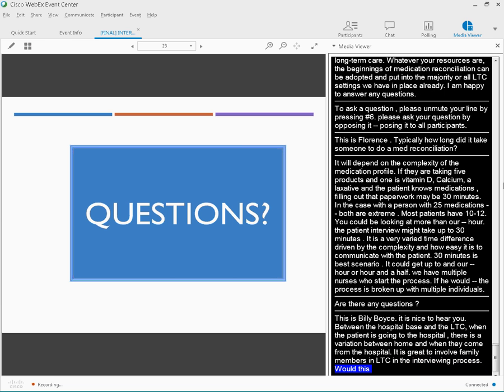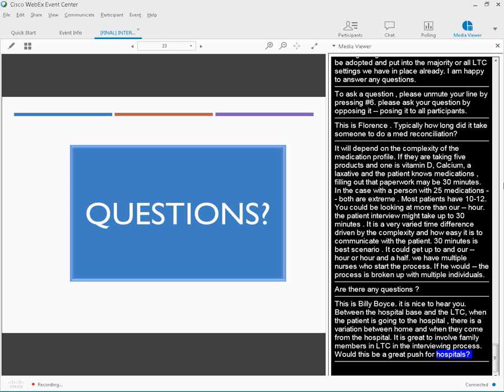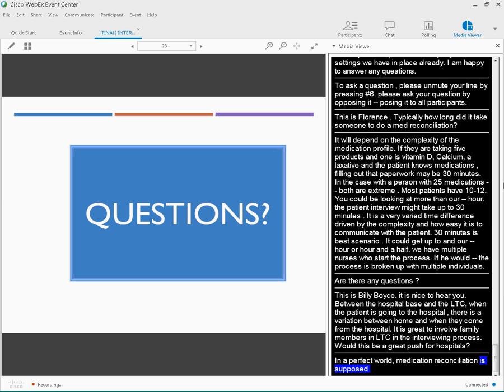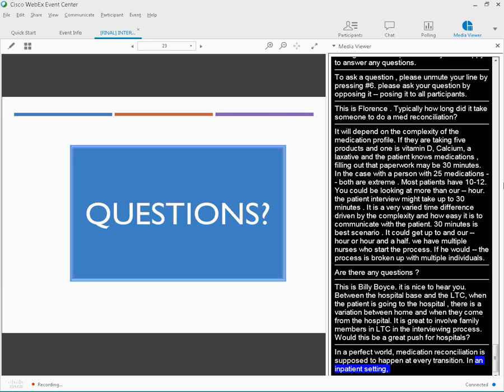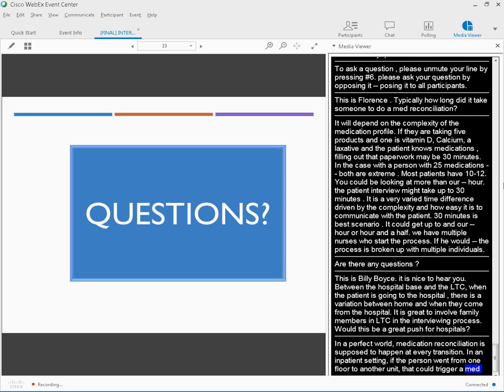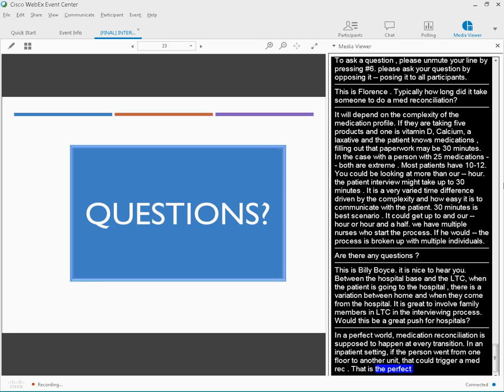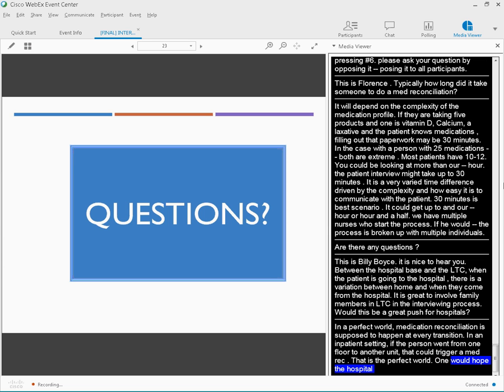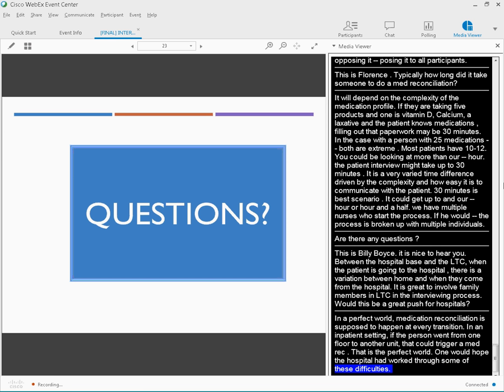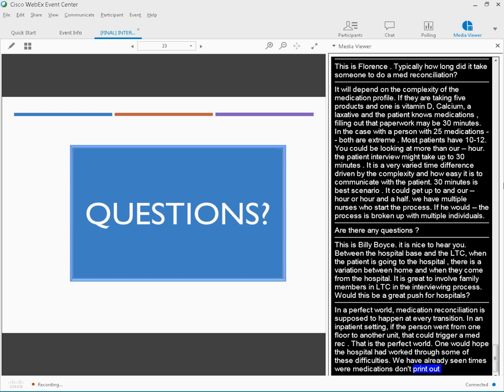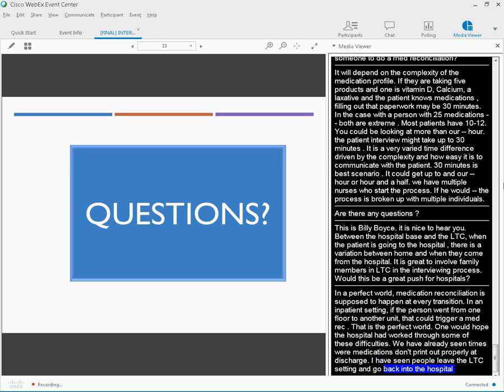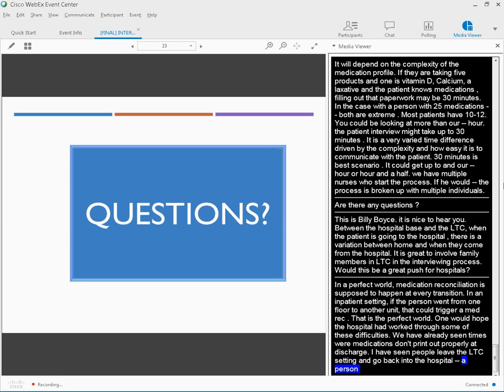Well, in a perfect world, medication reconciliation is supposed to happen at every transition of care. So in an inpatient setting, if the person went from one floor to another unit, that could trigger a med rec. That's the perfect world, and one would have hoped that the hospital would have already worked through some of these difficulties and that we would be giving the correct information. But unfortunately, we've already seen times where the medications, for whatever reason, don't print out properly at discharge on the forms. I've seen people leave the long-term care setting and go back into the hospital, and it's the worst-case scenario. I was talking to a colleague the other day. The person was on hospice or palliative care in long-term care, went back into the hospital, and somehow all those medications were resumed, and then they came back, and it was only because the nurses knew the person that they knew that they shouldn't be getting all these products.